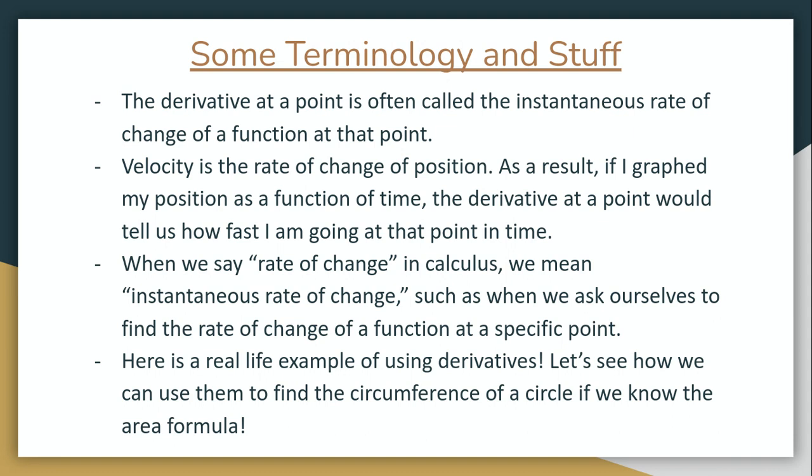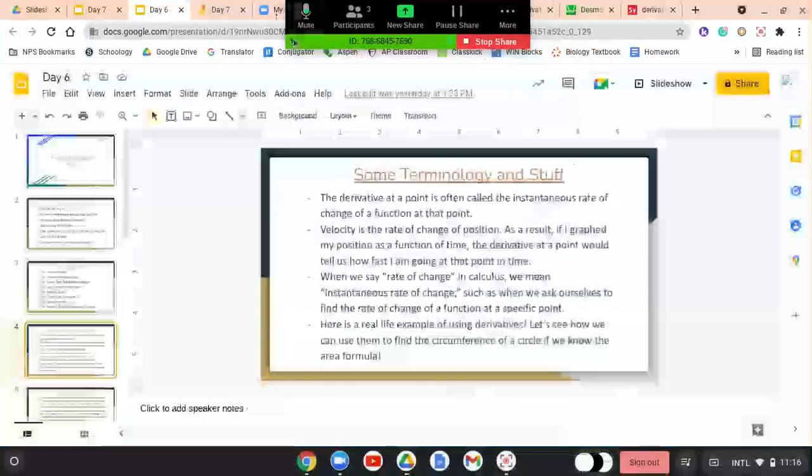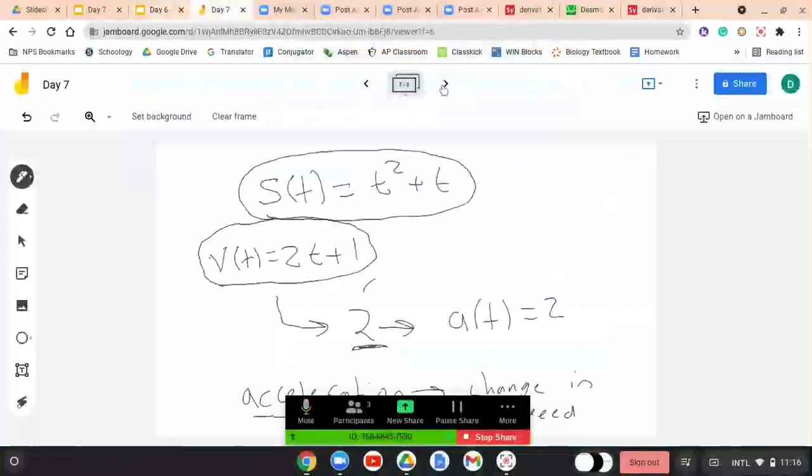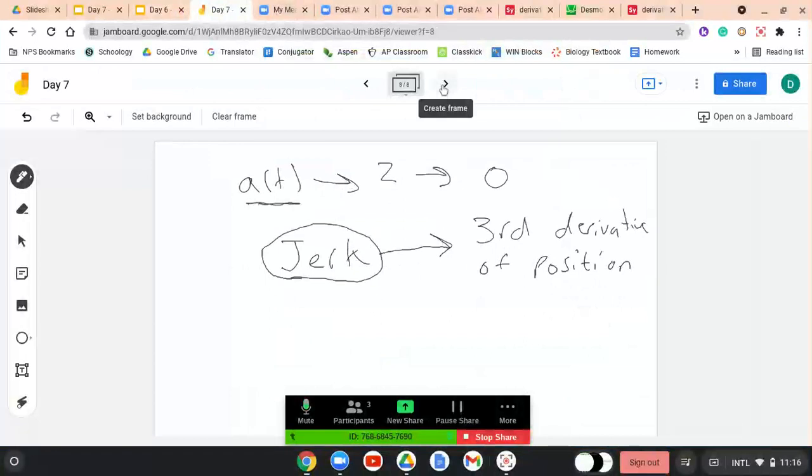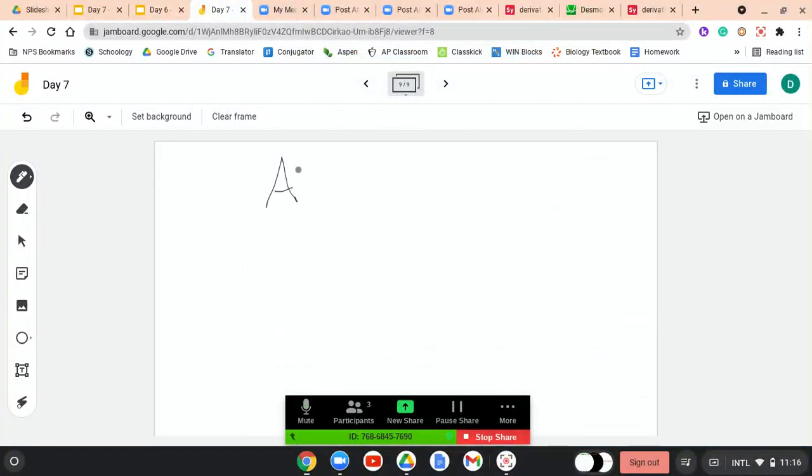All right. So do you guys want to do another real life example of using derivatives? Sure. All right. We're going to see how we can use derivatives to find the circumference of a circle if we know the area. And I'm going to walk you through it. I think it's cool. So let's say we knew that the area of a circle was pi r squared. And we do know that. Remember, we derived it at the very first lesson. I don't know if you guys remember. Yeah, I do remember that.